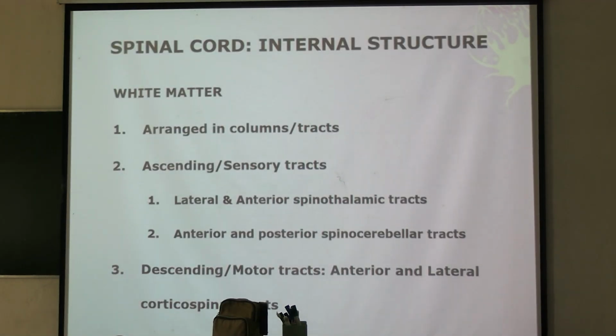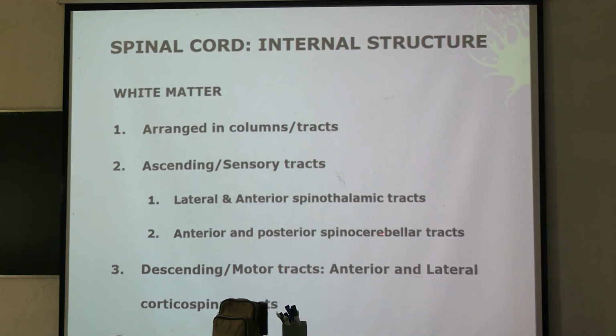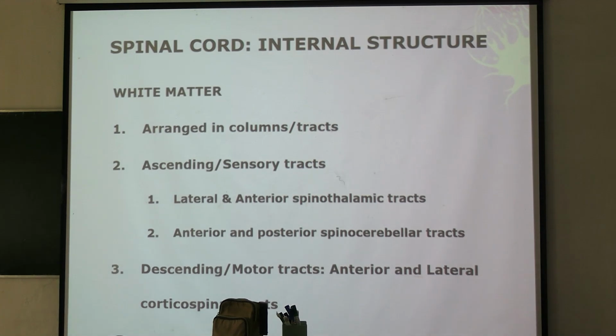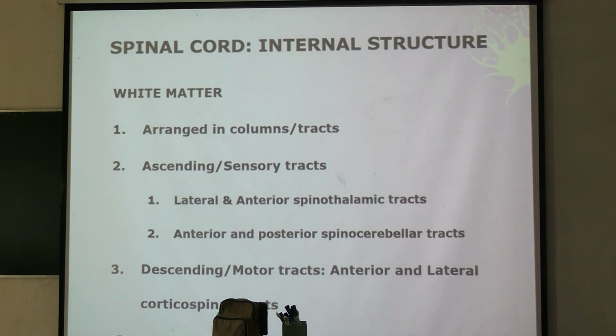Spinal cord internal structures: white matter arranged in columns, tracts. Ascending or sensory tracts: lateral and anterior spinothalamic tract, anterior and posterior spinocerebellar tract. Descending or motor tracts: anterior and lateral corticospinal tract. You have to know the tracts in physiology and also the anatomy, and any lesion that is occurring.